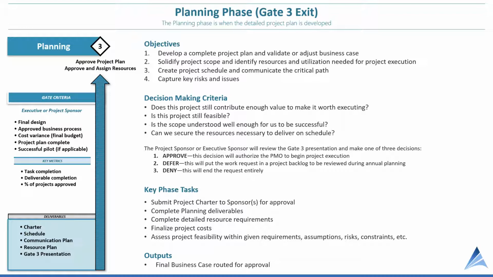A good phase gate process is going to have different objectives and decision-making criteria at each phase. And then to make it easier on the project teams, there should be key phase tasks identified.